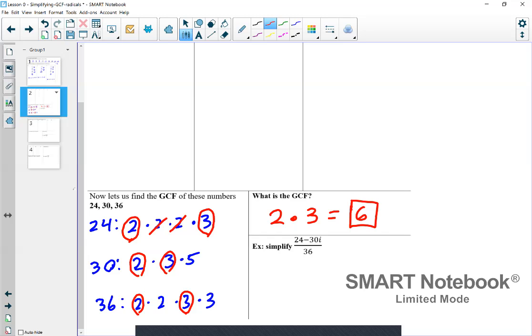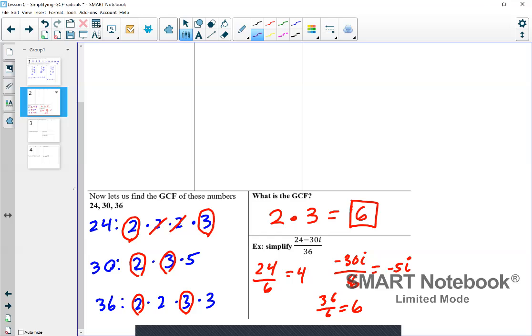Now that we know the GCF, we can simply figure out how to simplify this. So when you're simplifying, we want to find a number that we can divide all three of these by. So let's take that 6. So 24 divided by 6 is 4. And then we have this 30 here, but let's be honest, it's a negative 30. And it's negative 30i even. So let's say negative 30i divided by 6 equals negative 5i. And that bottom denominator, 36 divided by 6, is equal to 6.